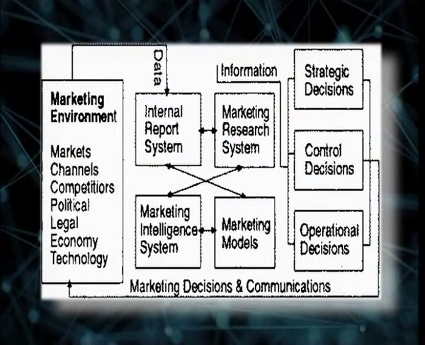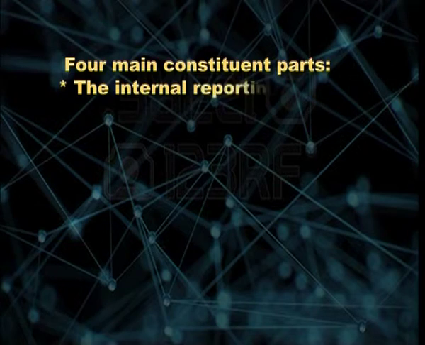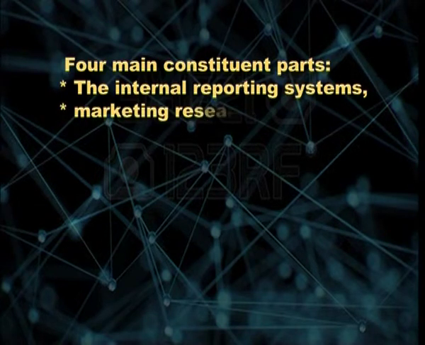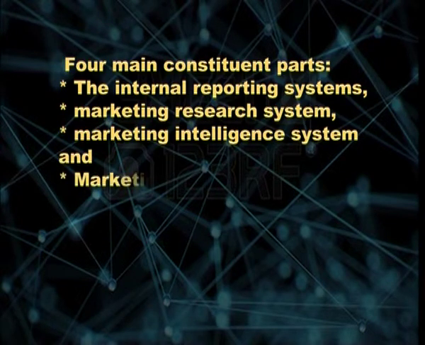The figure illustrates the major components of an MIS, the environmental factors monitored by the system, and the types of marketing decision which the MIS seeks to underpin. The explanation of this model of an MIS begins with a description of each of its four main constituent parts: the internal reporting systems, marketing research system, marketing intelligence system, and marketing models.